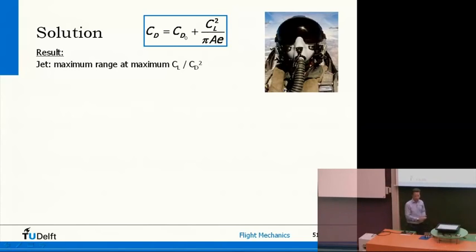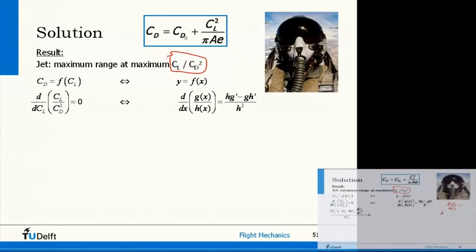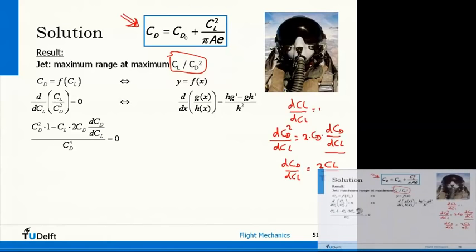This means that CD is a function of CL, or Y is a function of X, and I'm going to have to take the derivative with respect to CL. So I take the derivative of this equation, CL over CD squared. Now that's more or less the same as in the previous example. So what you see is that, again, the derivative of CL with respect to CL is 1, but the derivative of CD squared with respect to CL, that's of course 2 times CD, and then the derivative of CD with respect to CL. So that's the product rule. And then the derivative of CD with respect to CL, you can obtain from this equation, and that is simply 2CL over pi AE. Okay?